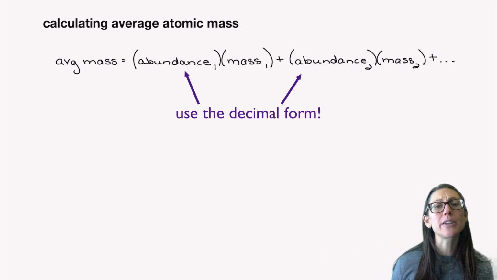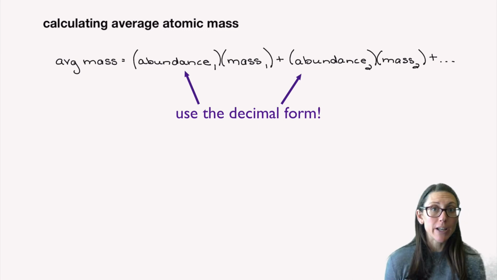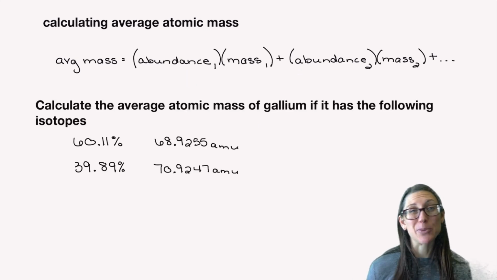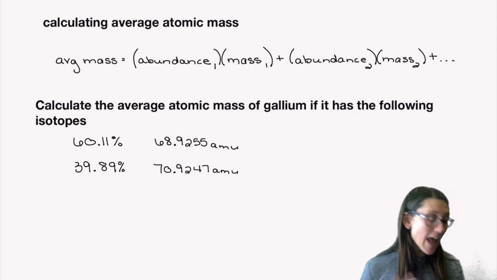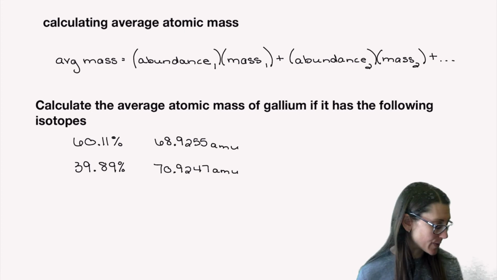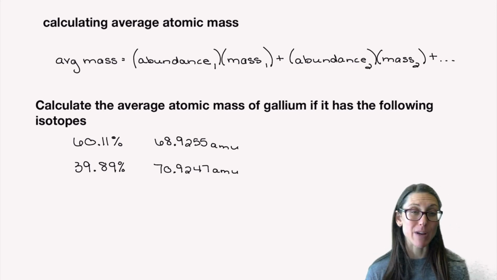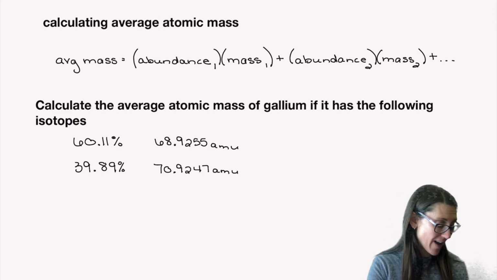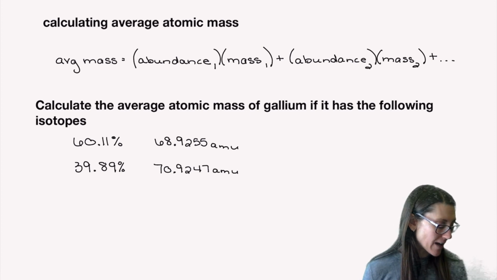And this works regardless of how many isotopes there are. You just keep adding the product of the abundance and mass for as many isotopes as you have. An example, so you see how this works. We're going to calculate the average atomic mass of gallium, and it only has 2 common isotopes. So there's one isotope which has a percentage of 60.11%, and that one weighs 68.9255 AMUs. And then the second one is 39.89%, and that weighs 79.247 AMUs.